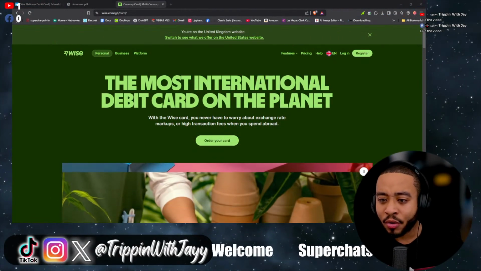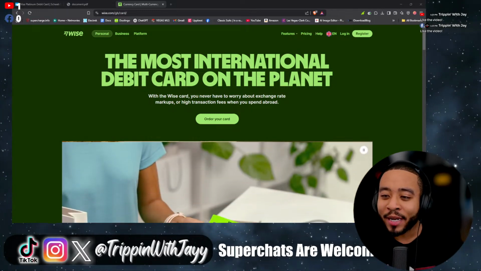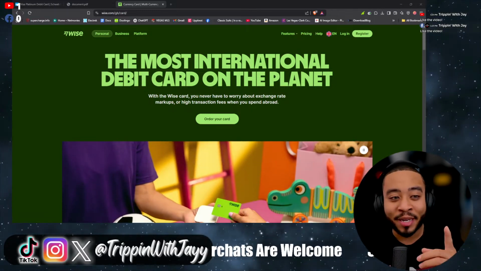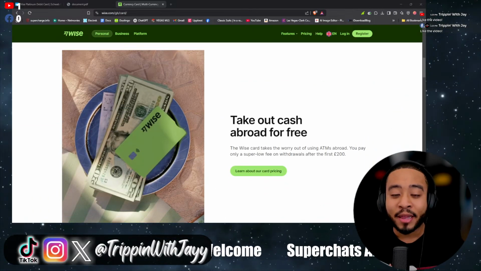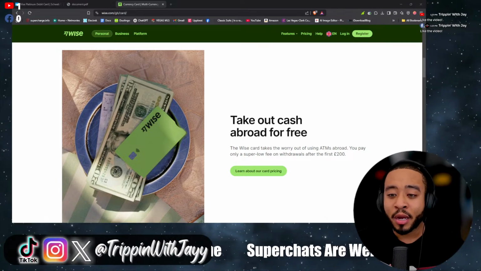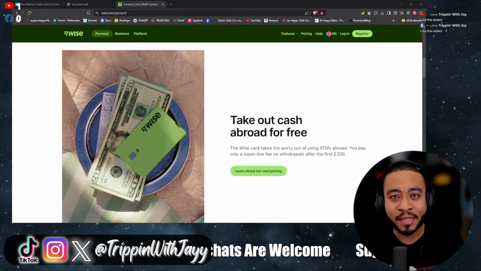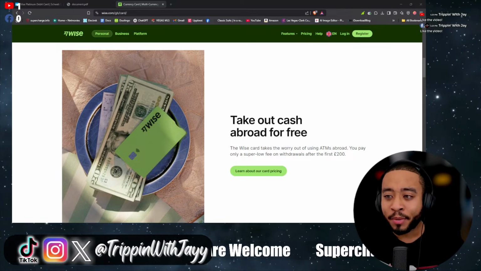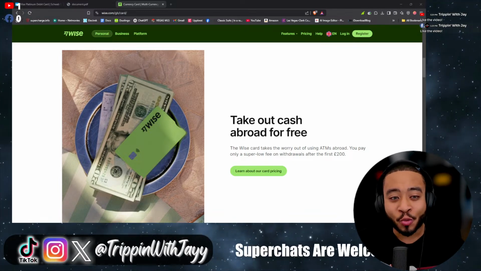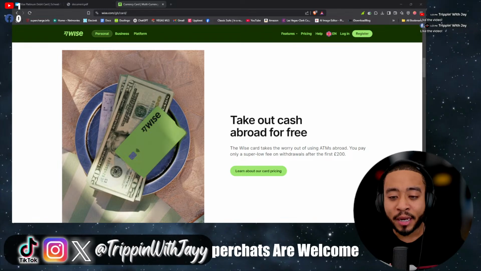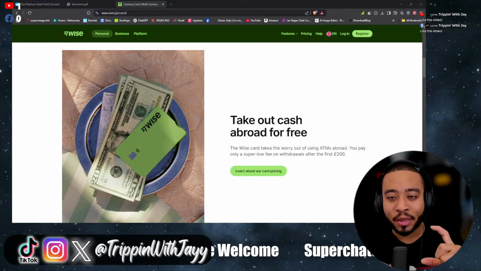This is it here. So basically, with the Wise card, you never have to worry about exchange rate markups or high transaction fees when you spend abroad. And this, my friends, if you don't live in the USA, this is going to be your best option to exchange foreign currencies and or withdraw cash. So it's essentially the same use case as the Charles Schwab debit card. But the only reason why you would want to choose Wise over Charles Schwab if you are a U.S. citizen is because Wise may have a better exchange rate and they're a little bit more transparent about the rate that they have.